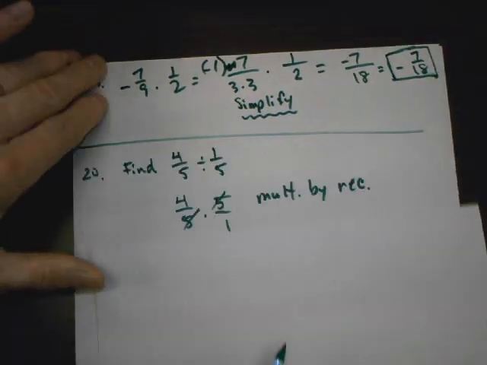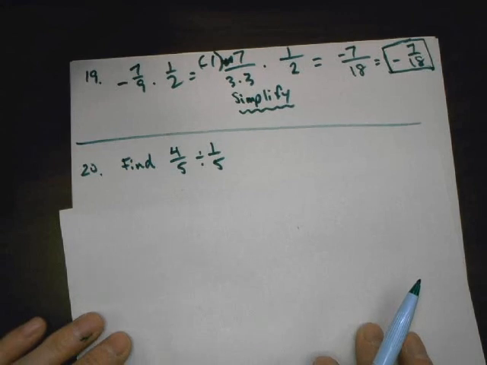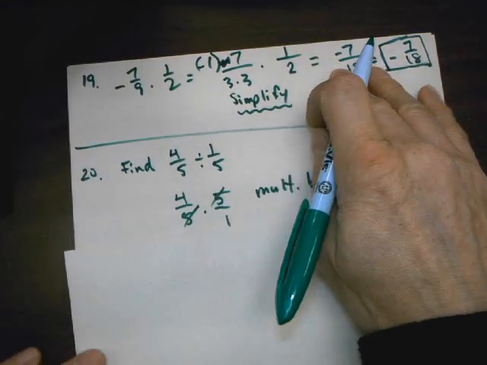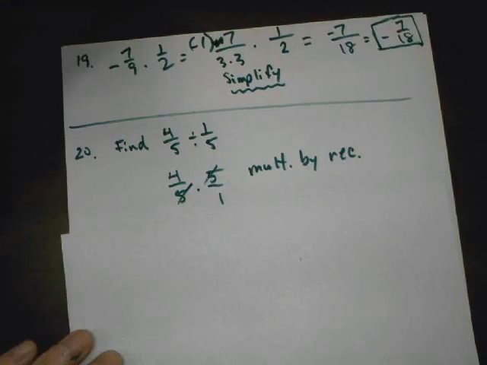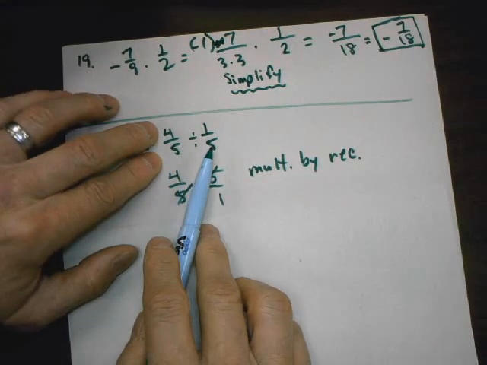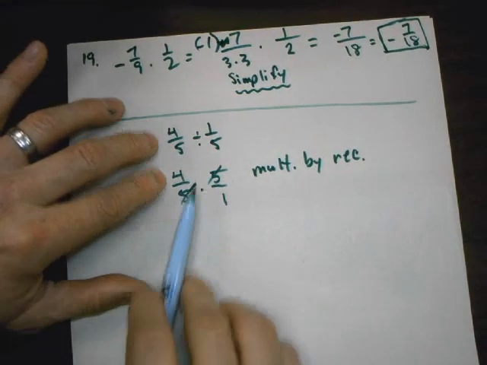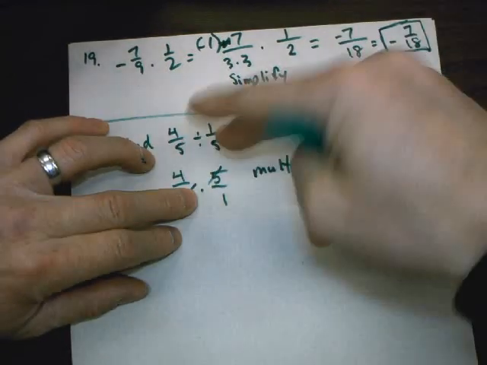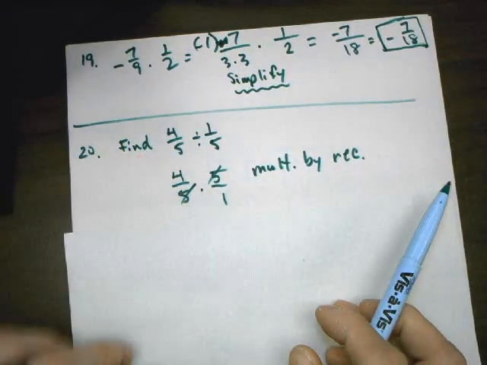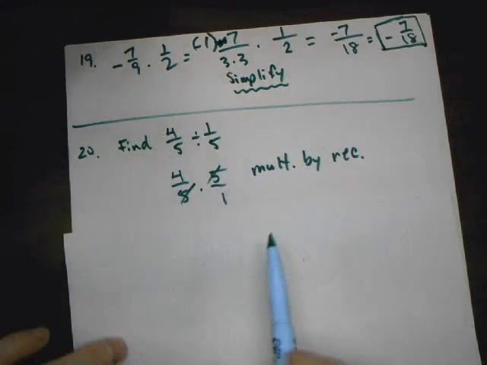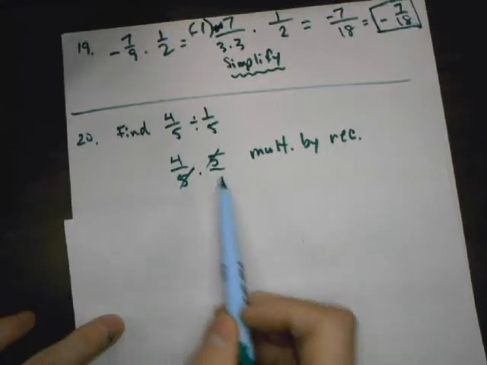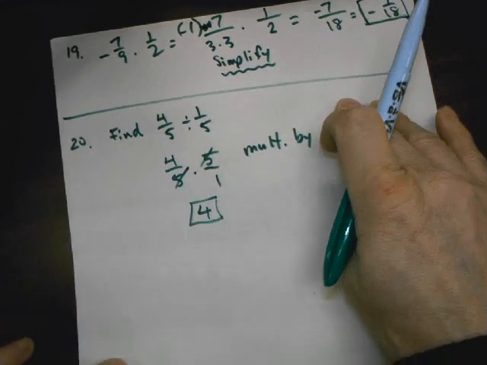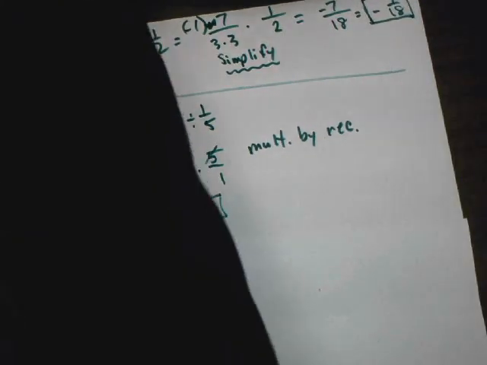Number 20 says, find 4/5 divided by 1/5. Well, I have to make this into multiplication by multiplying by the reciprocal. So the old keep, change, flip, that works. I keep the first one, I take division, make it into multiplication. I flip the second one upside down, only the second one. I can cross out my 1s. I should do my factor trees like I did up here, but I know this is 4 and this is 1. There's nothing that goes into both, so my answer is 4.